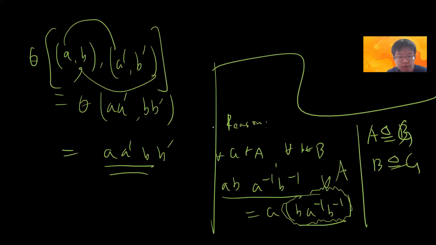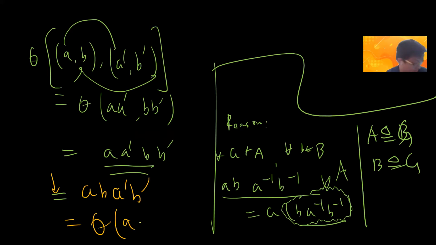Okay, so AB commutes. So I go back to here. And then using AB commute, right? So I can write it as AB A' B'. So obviously this is just theta A B. Right, theta A. Okay, so theta AB is AB, right? And theta A' B'.